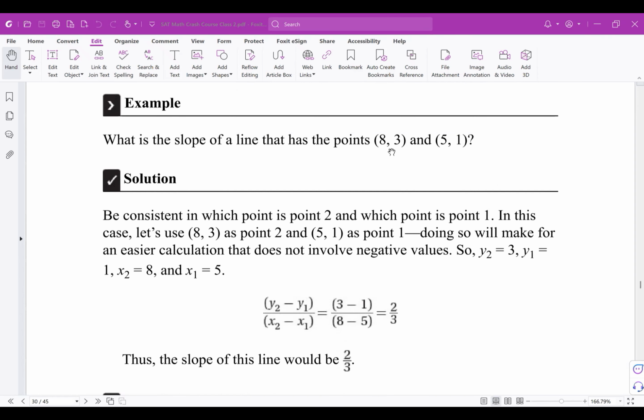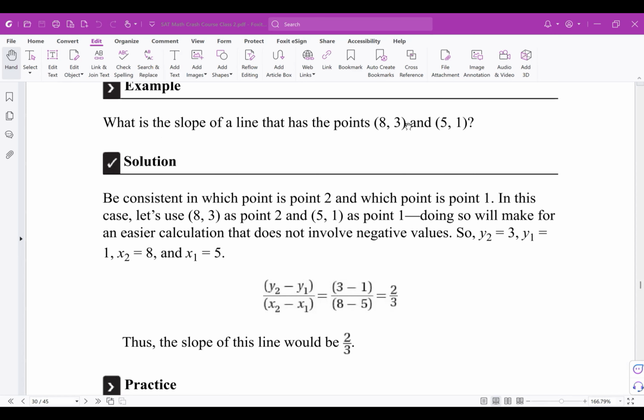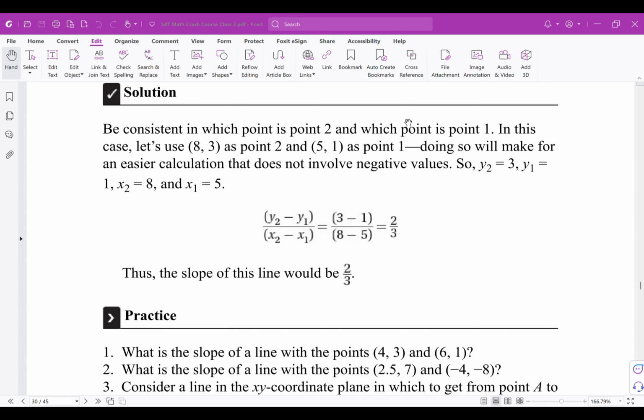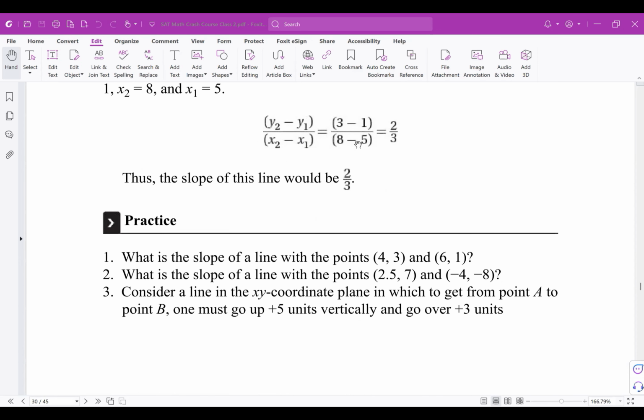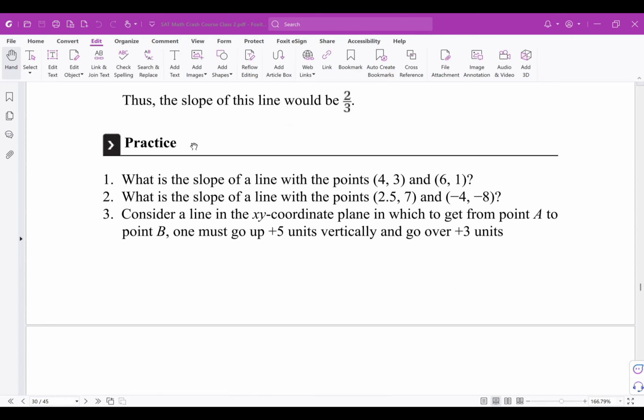So whatever it is, if you consider it as the first point or second point, that would not make any kind of change in the answer. So solve these problems. These are some practice problems.